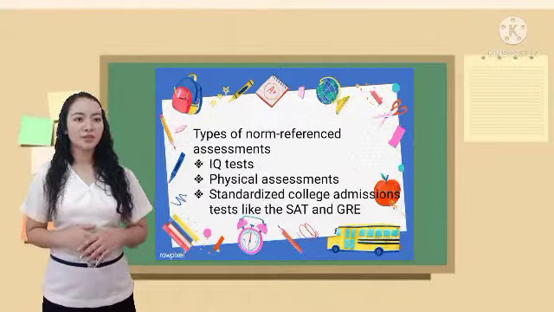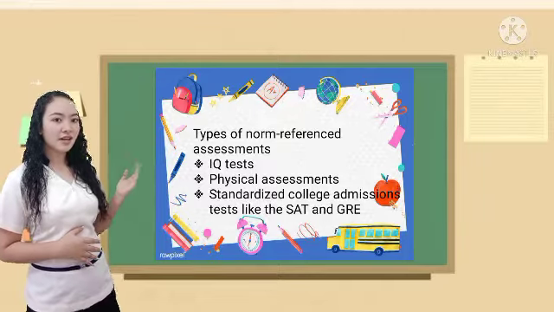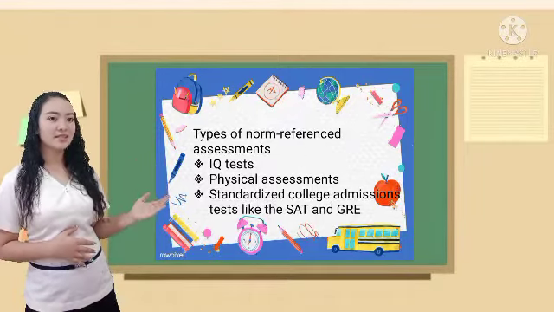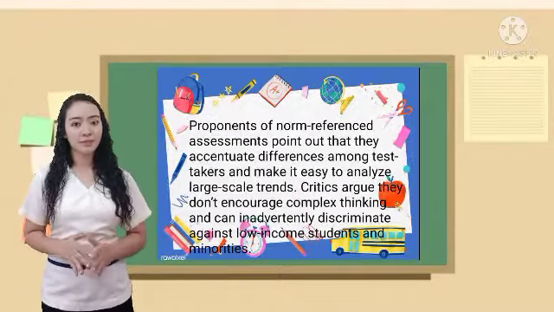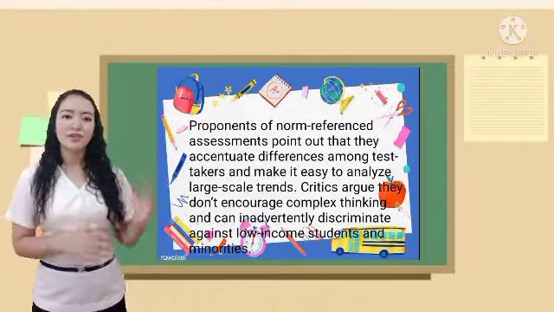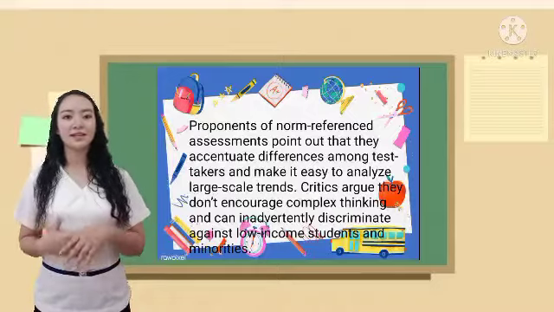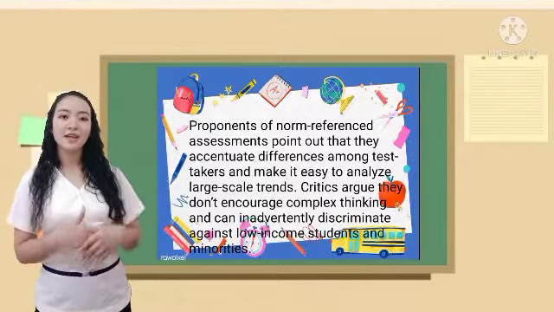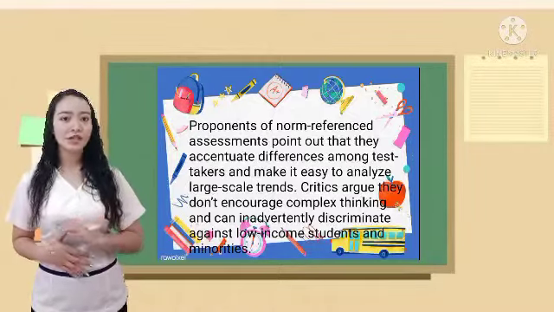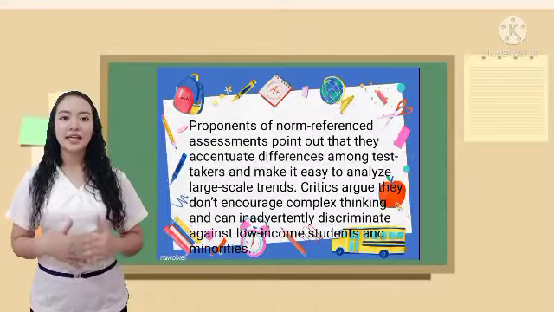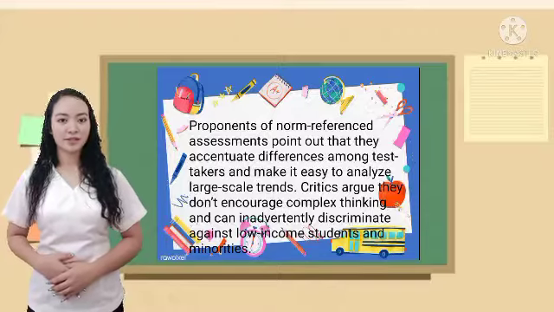Types of norm-referenced assessment include IQ tests, physical assessments, and standardized college admissions tests like the SAT and GRE. Proponents of norm-referenced assessments point out that they accentuate differences among test takers and make it easy to analyze large-scale trends. Critics argue they don't encourage complex thinking and can inadvertently discriminate against low-income students and minorities.